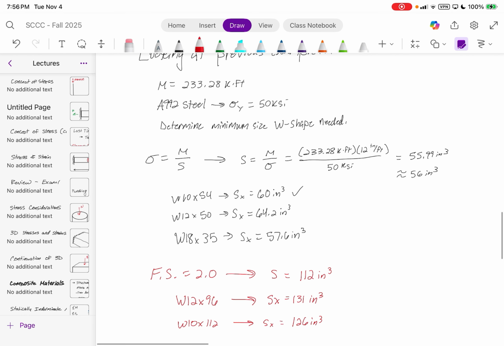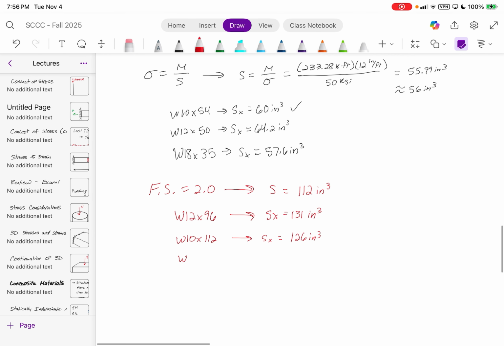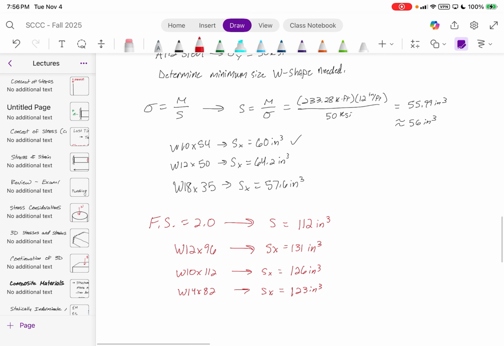W14 by 82. A W what? 14 by 82, which is S X equals 123. Yeah. Now you guys know how to design steel beams. Any questions about this?